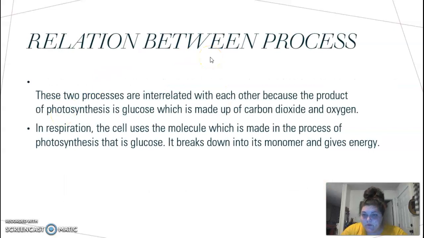So the relation between the two processes, I kind of talked about how they are interrelated because the product of photosynthesis is glucose, but in cellular respiration, the cell uses the molecule which is made in the process of photosynthesis, that is glucose. I don't know how to explain it without the way I already wrote it. So it breaks it down and it gives energy.